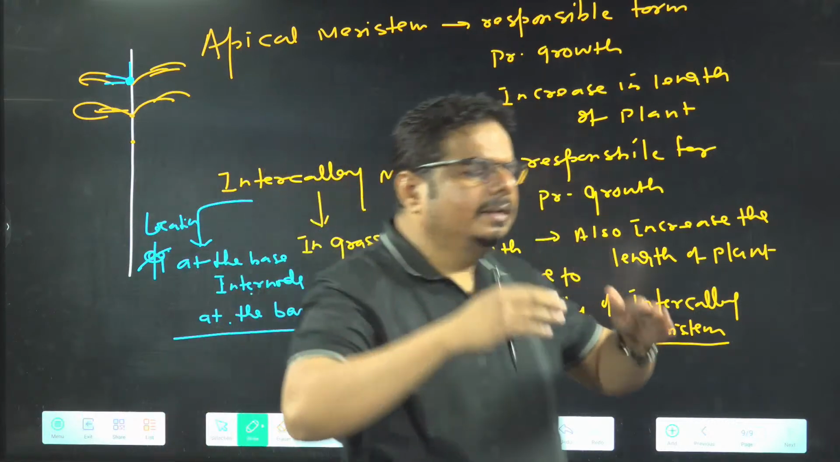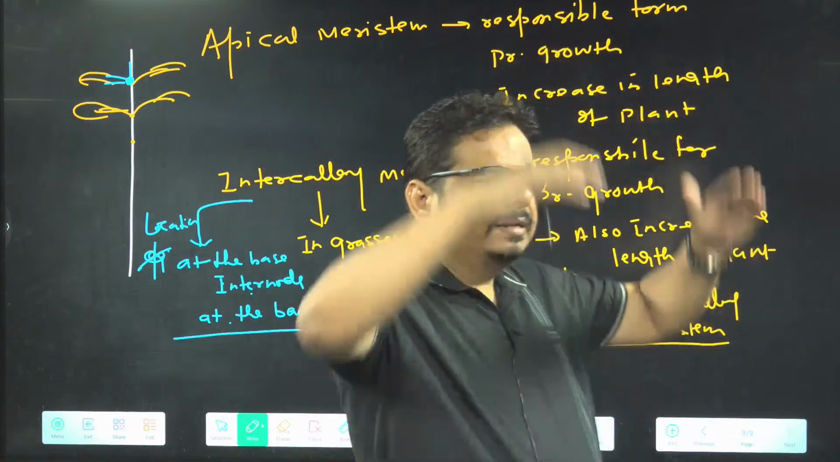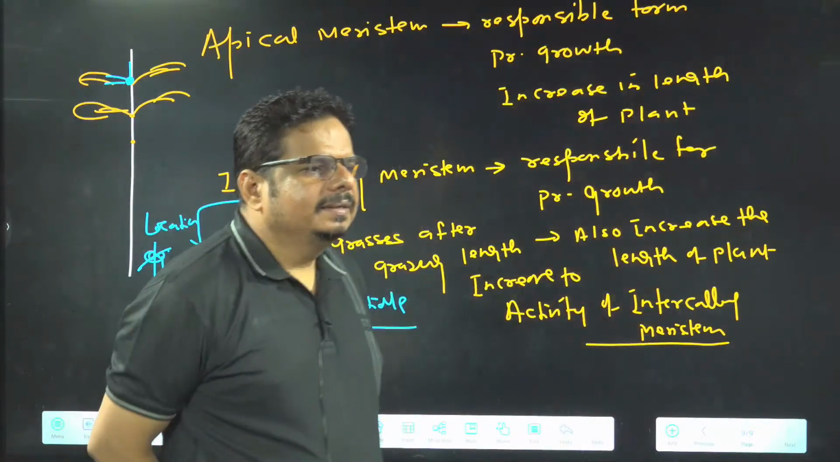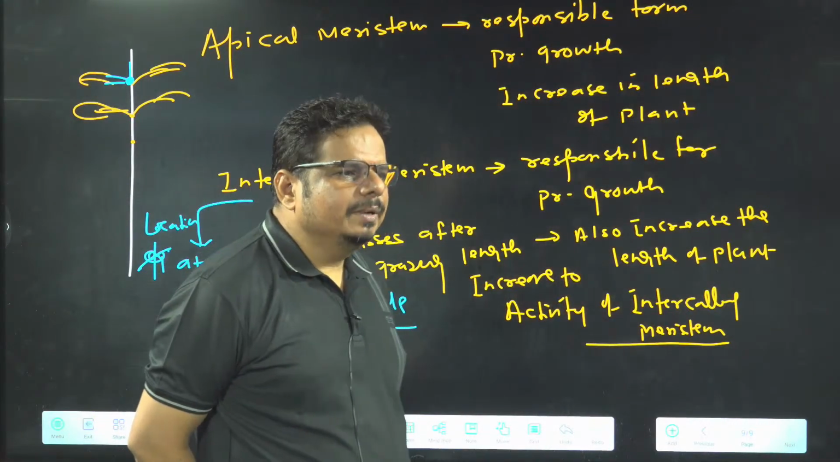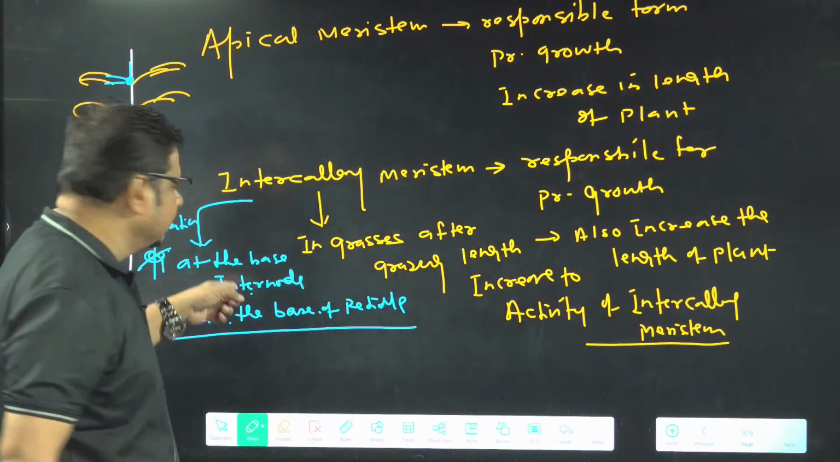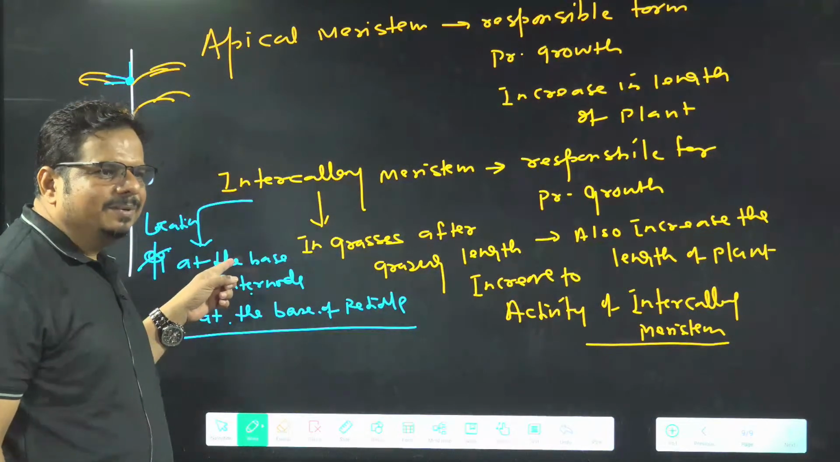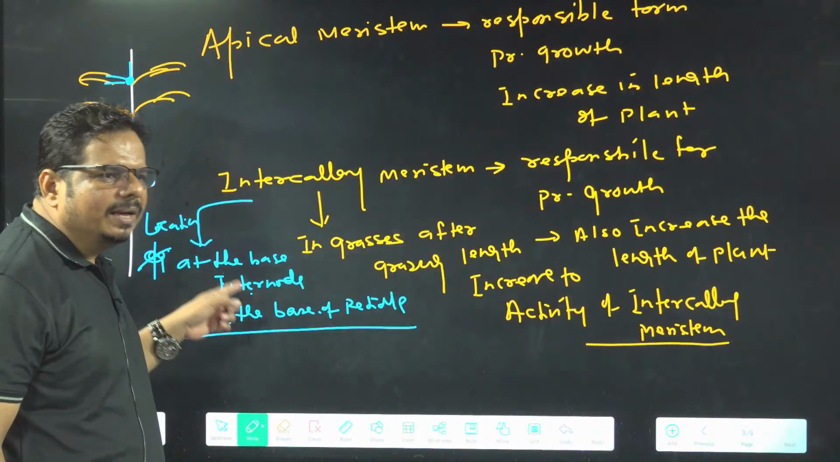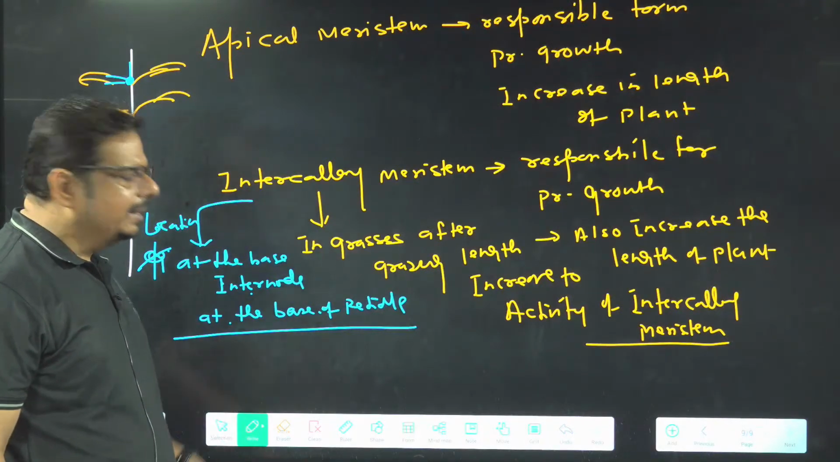So you got the idea. Both intercalary meristem and apical meristem are responsible for which one? Increase in length. It is present between permanent tissue. Where, in between permanent tissue? I have given the location. I wrote in the beginning it is present between permanent tissue, but where? At the base of the internode, at the base of the petiole.